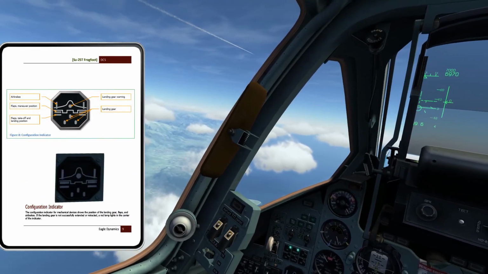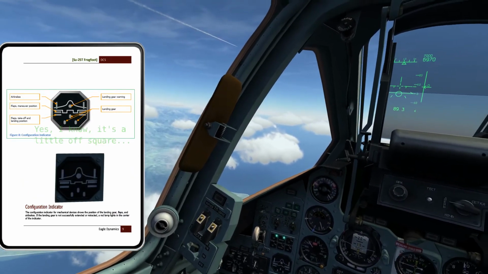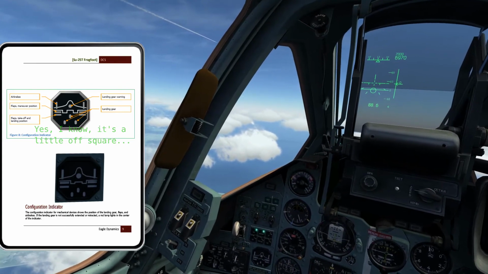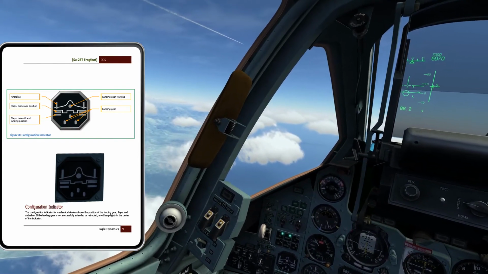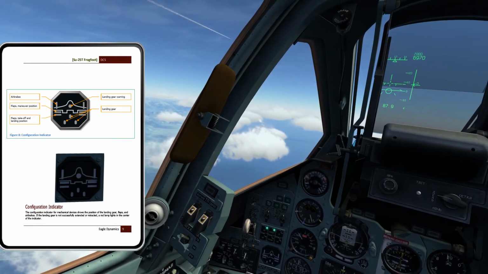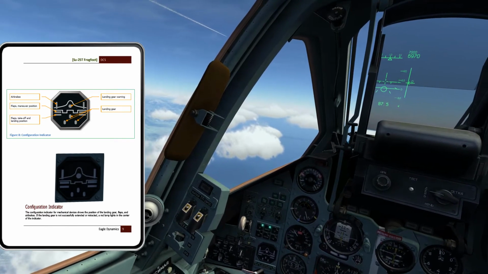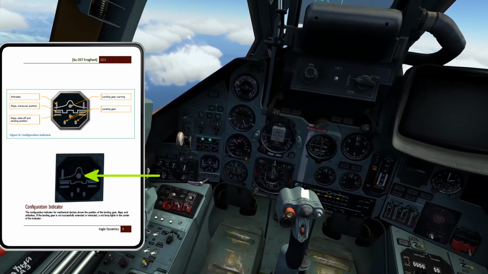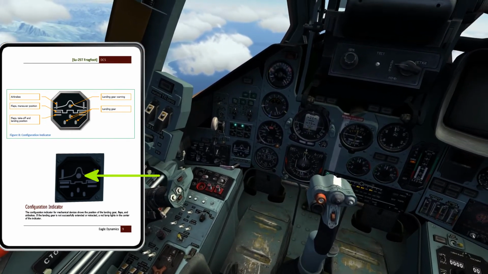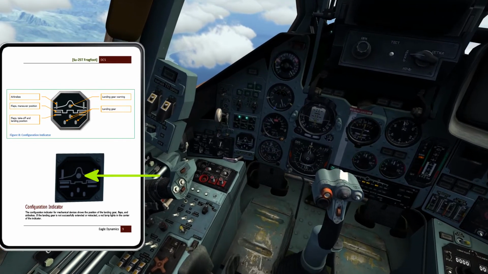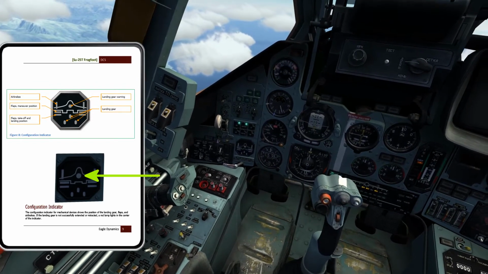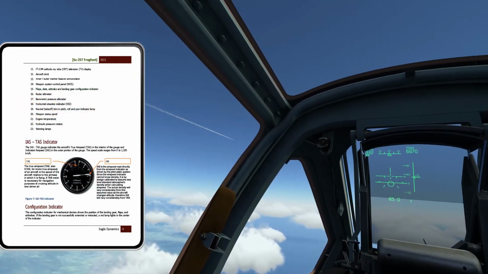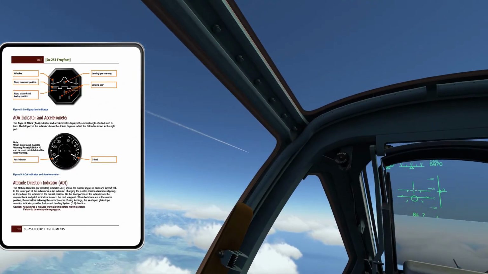Configuration indicator. The configuration indicator for mechanical devices shows the position of the landing gear, flaps, and air brakes. If the landing gear is not successfully extended or retracted, a red lamp lights in the center of the indicator. Right there, the white lamp in the center will turn red. Cool. Next page.